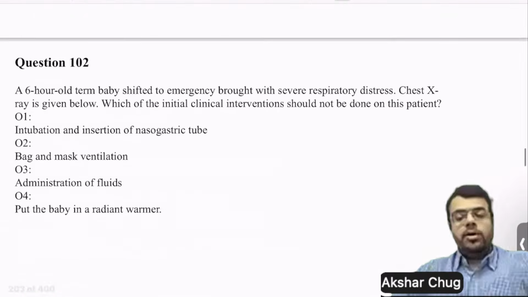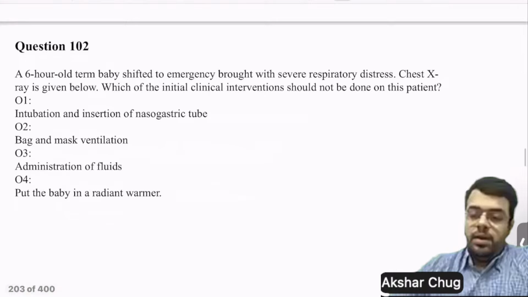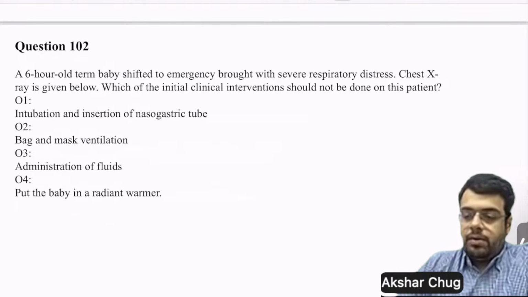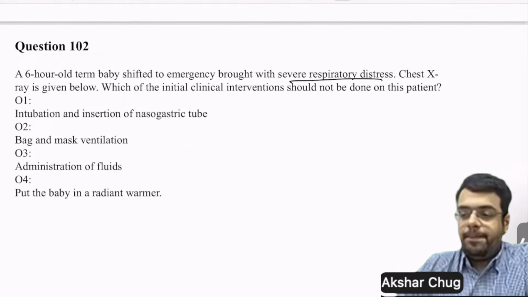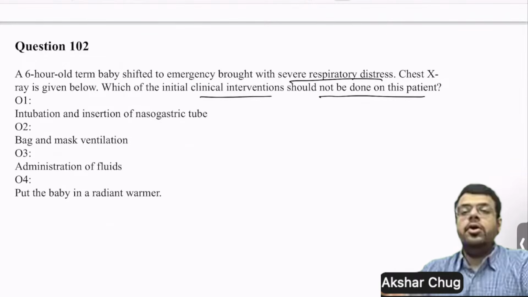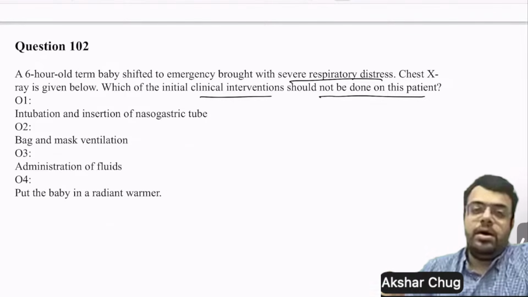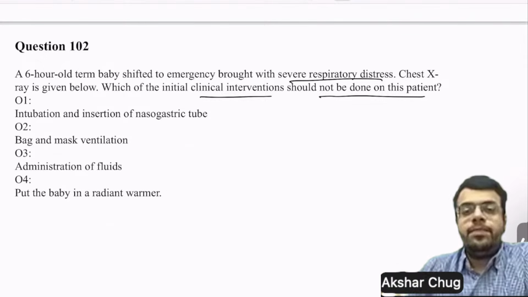Moving on to question 102. A 6-year-old baby was shifted to emergency, brought with severe respiratory distress. The patient's X-ray is given below. Which of the following clinical investigations should not be done in this patient? The X-ray clearly showed the intestinal loops coming into the thorax.